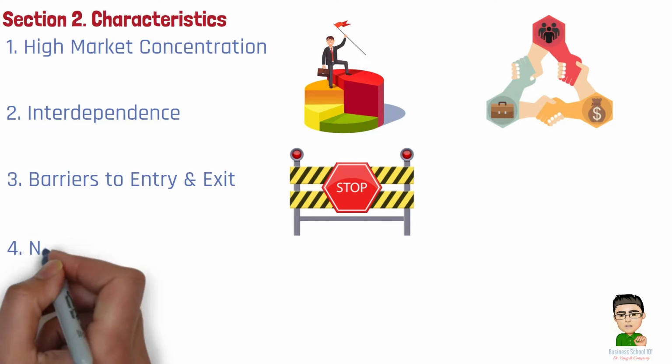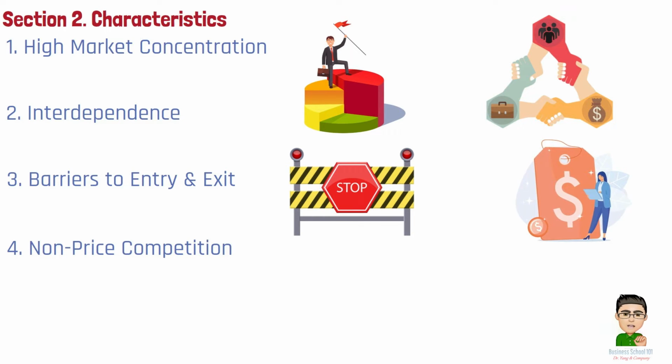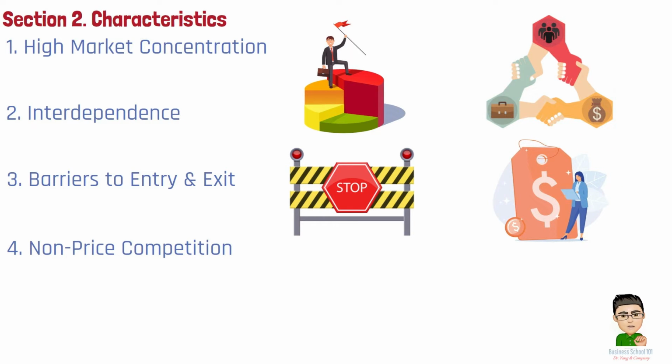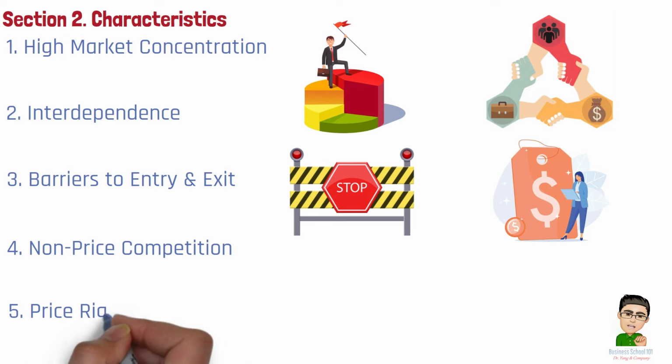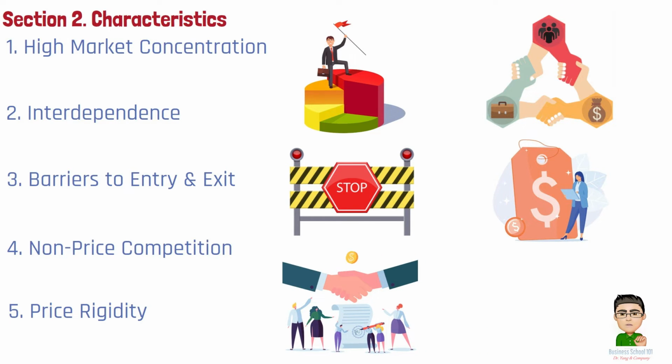Number 4. Non-price competition. Oligopolistic firms often compete through non-price strategies such as product differentiation, advertising, and branding to attract consumers rather than engaging in price wars. Number 5. Price rigidity. Prices in an oligopoly market can be relatively stable due to an unspoken or explicit agreement among firms to avoid price competition, and consumers' perception of product differentiation.